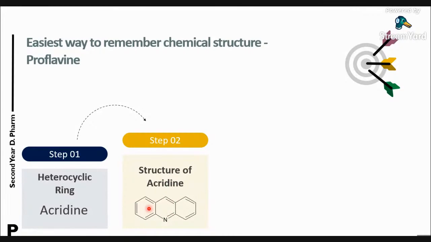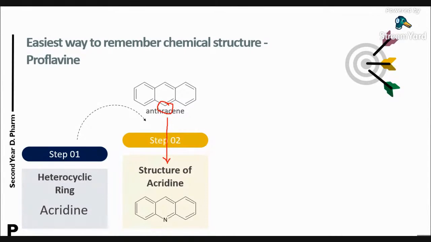During our regular lecture, we are going to discuss how to remember the structure of heterocyclic rings. If you know the structure of anthracene, see here, anthracene has 3 benzene rings fused together. And in the middle benzene ring, you just replace this carbon atom with a nitrogen atom. It will convert it. That means anthracene is converted to the structure of acridine. So it is very easy.